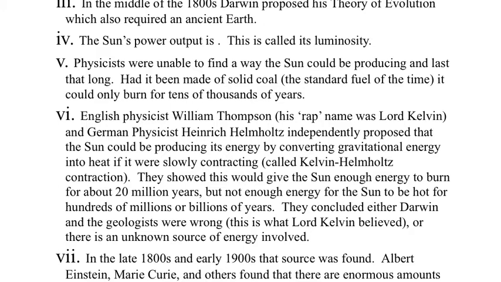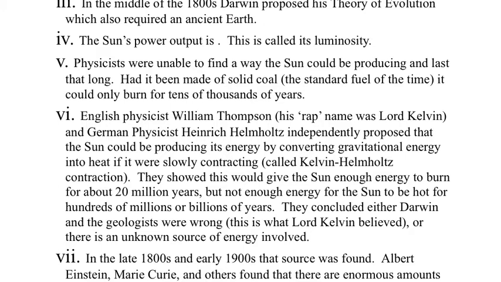He and this German guy named Heinrich Helmholtz independently proposed that the sun could be producing all this energy by converting gravitational energy into heat, just like that rock rolling down the hill. And if the sun were continuously, slowly contracting, they argued that there would be enough energy for the sun to be that hot for about 20 million years. But not enough energy for it to be hundreds of millions or billions of years old.